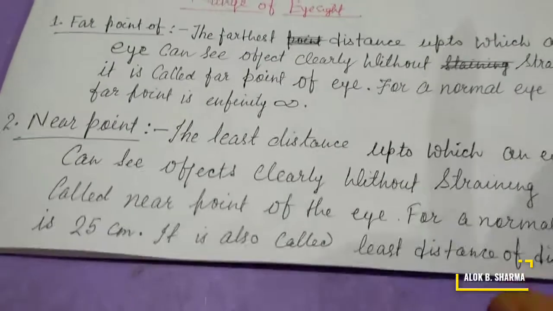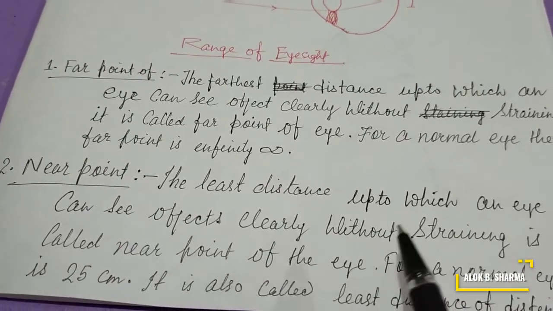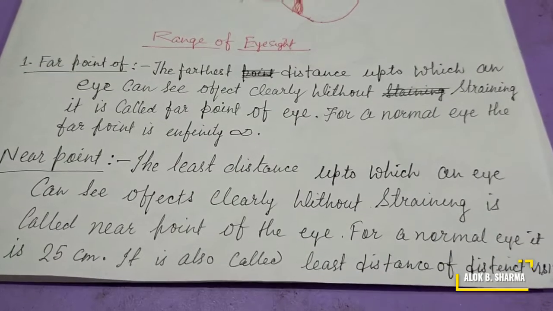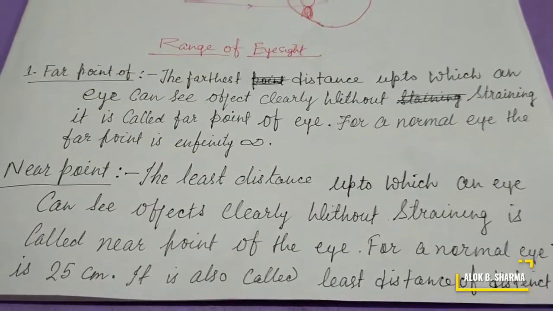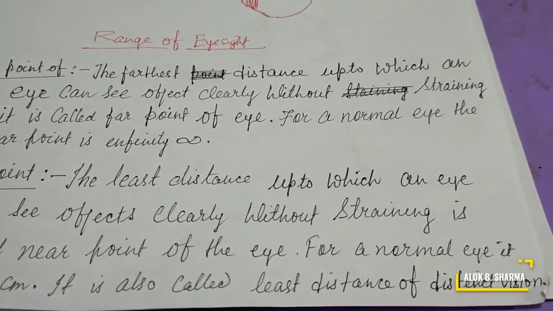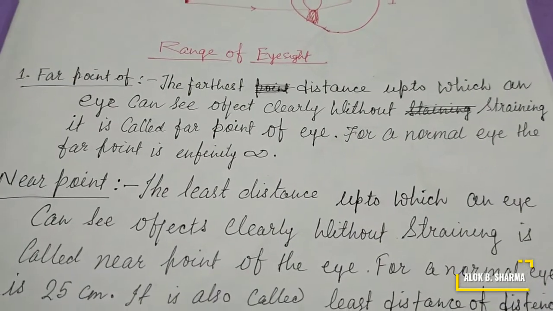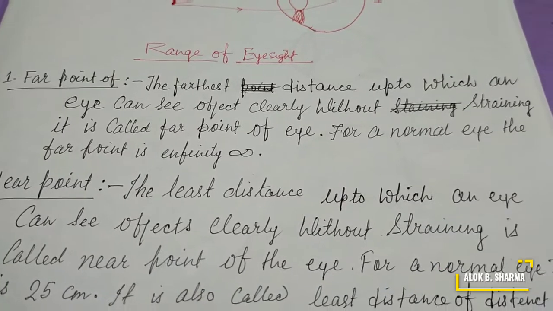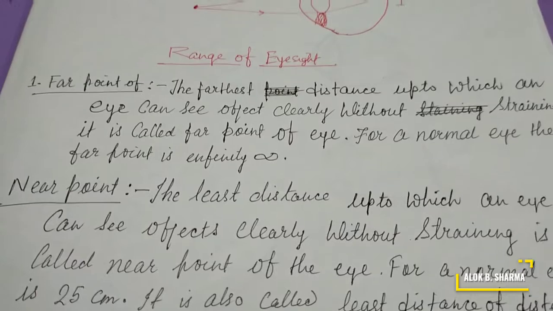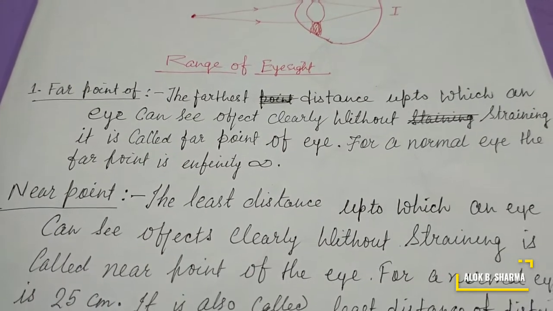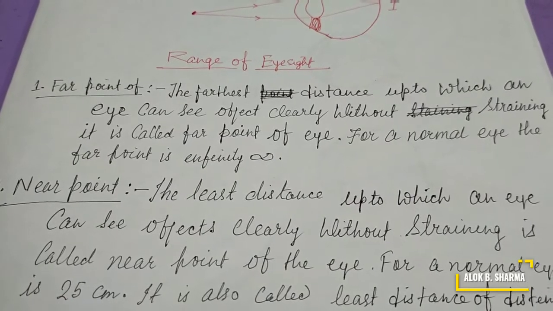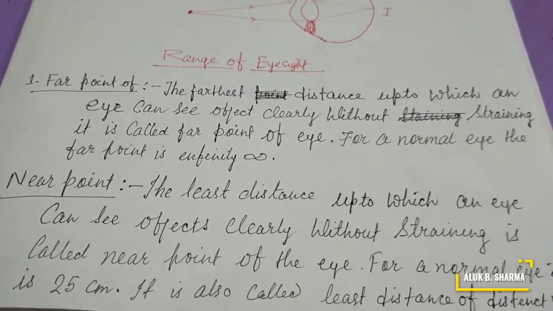Near point is what? The least distance up to which an eye can see objects clearly without straining is called the near point of the eye. For a normal eye, it is 25 centimeter. It is also called the least distance of distinct vision. So this was the explanation of the far point of the eye, the farthest point the eye can see without straining. Near point is the nearest point, or the least distance up to which an eye can see. This is called the least distance of distinct vision also, and this equals 25 centimeter.